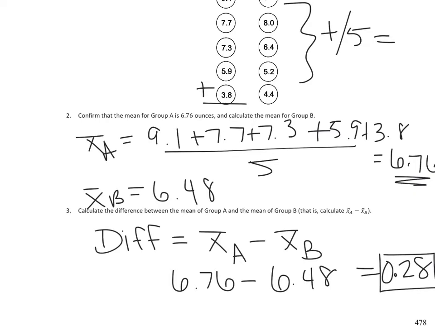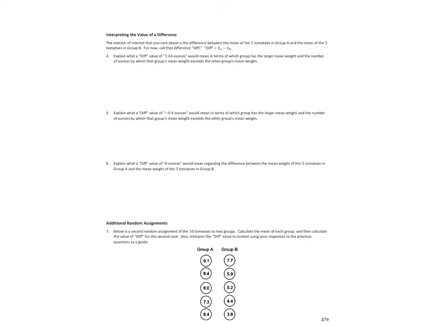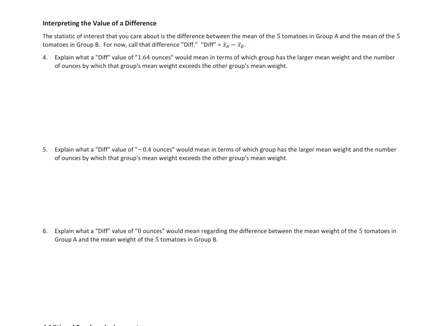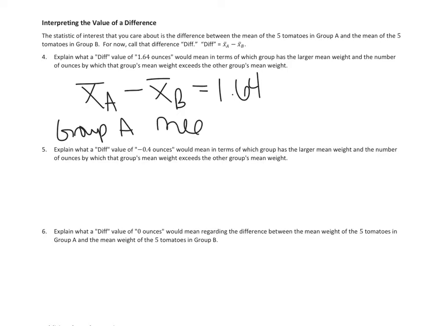That makes sense because this value is positive. If we had a negative value, it would say that group A has a lower value on average by whatever this value is. So the diff value can obviously be different depending on the scenario that you are dealing with. If I had a diff value of 1.64, that means that the mean of A minus the mean of B would give me 1.64. What this means is that group A's mean is 1.64 bigger than group B.